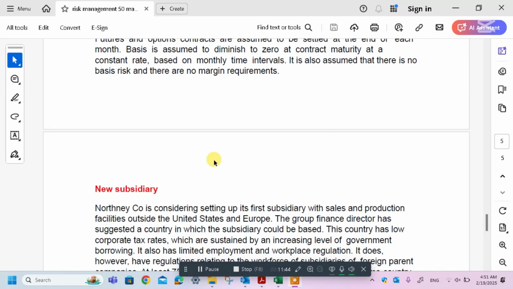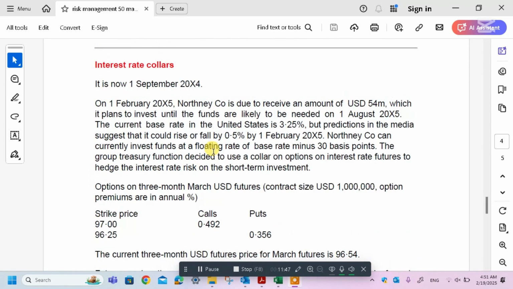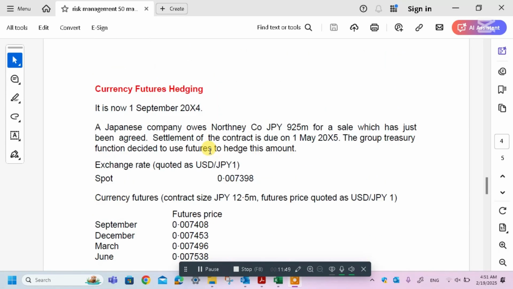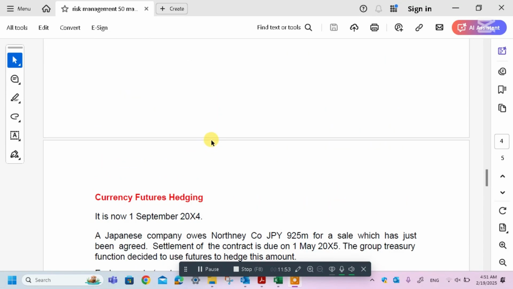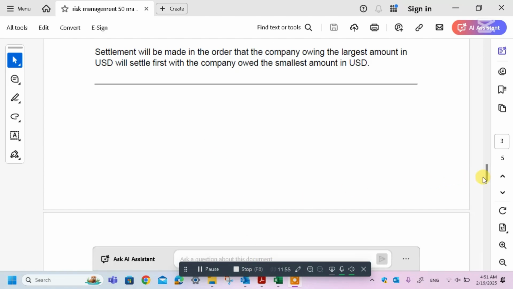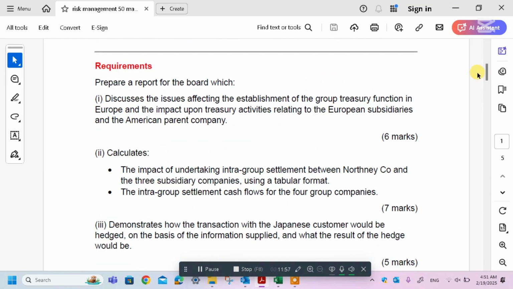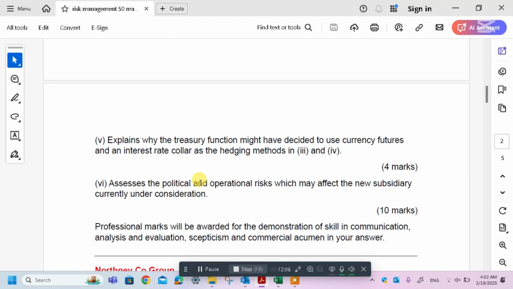Cool. So we need to write a report. Let me finish all the calculations before I start the writing part. So calculations: if you look at the requirement, the second part of the report is about the netting, intra-group netting. All right, let me take these numbers and copy them to Excel.